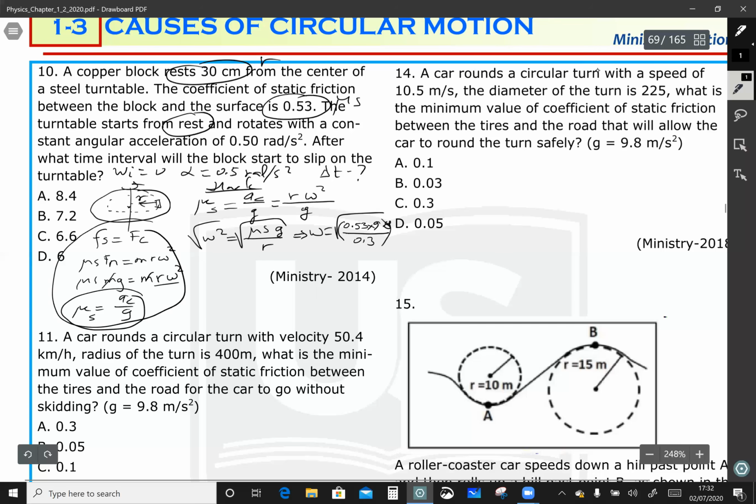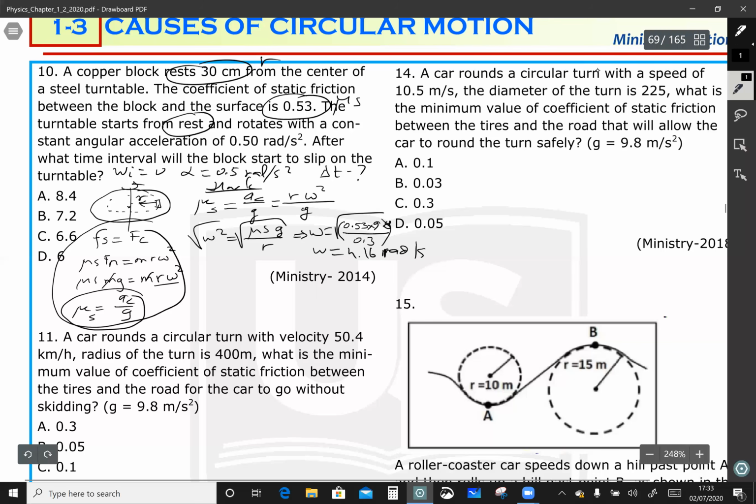So we are going to use the calculator. 0.53 multiplied by 9.81 divided by 0.3. Inside the root is 17.33. Get the square root of this answer, 4.16. So omega is 4.16 radians per second.